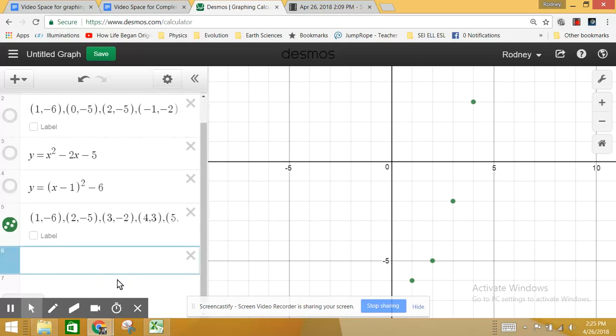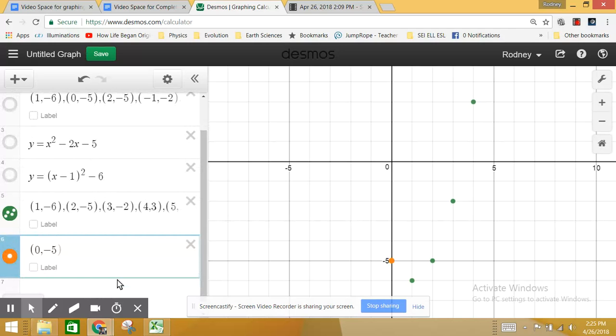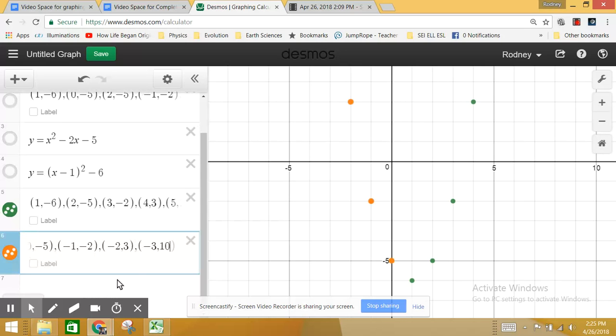So I would also have 0, -5, and then -1, -2, and -2, comma 3, and -3, comma 10. And you can see it's kind of parabola-y in its shape, and we can plot it.